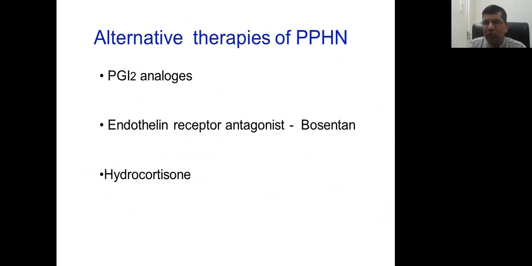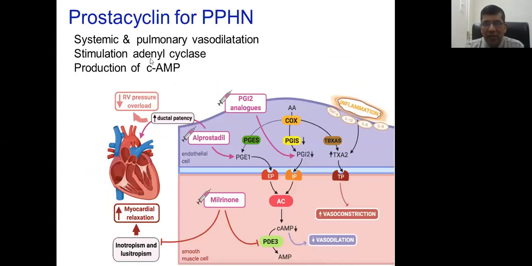Now, a few of the alternative therapies which you should know, which are important and are coming out in a good way, are PGI2, endothelin receptor antagonists, and hydrocortisone. As you know, these prostacyclins cause systemic and pulmonary vasodilatation. Again, there is a problem with hypotension, but they act through cyclic AMP. Just now we saw PGE2, PGE1 and PGI2. They act through cyclic AMP, leading to vasodilatation.